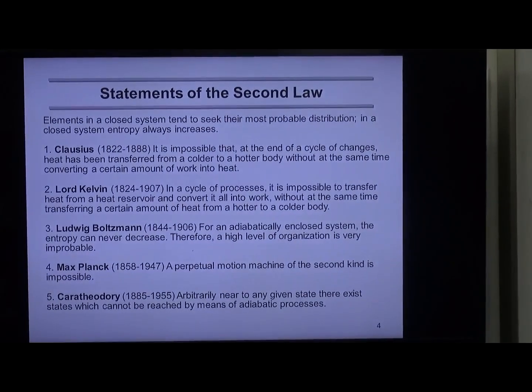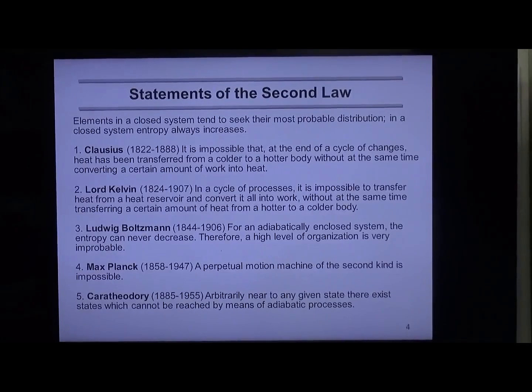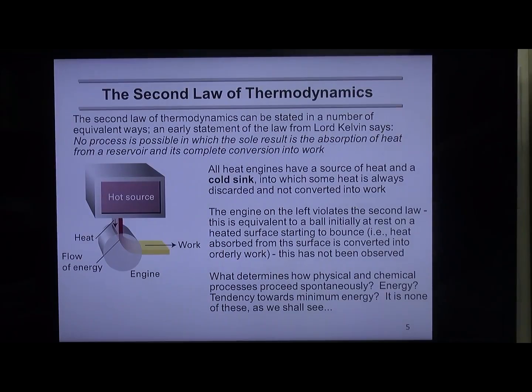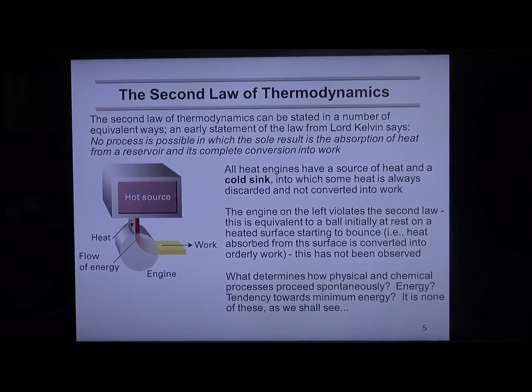Let's go back. So we learned about the concept of heat engine and the two statements about the second law of thermodynamics. Okay. Now we need to understand what exactly determines the direction of spontaneous change.